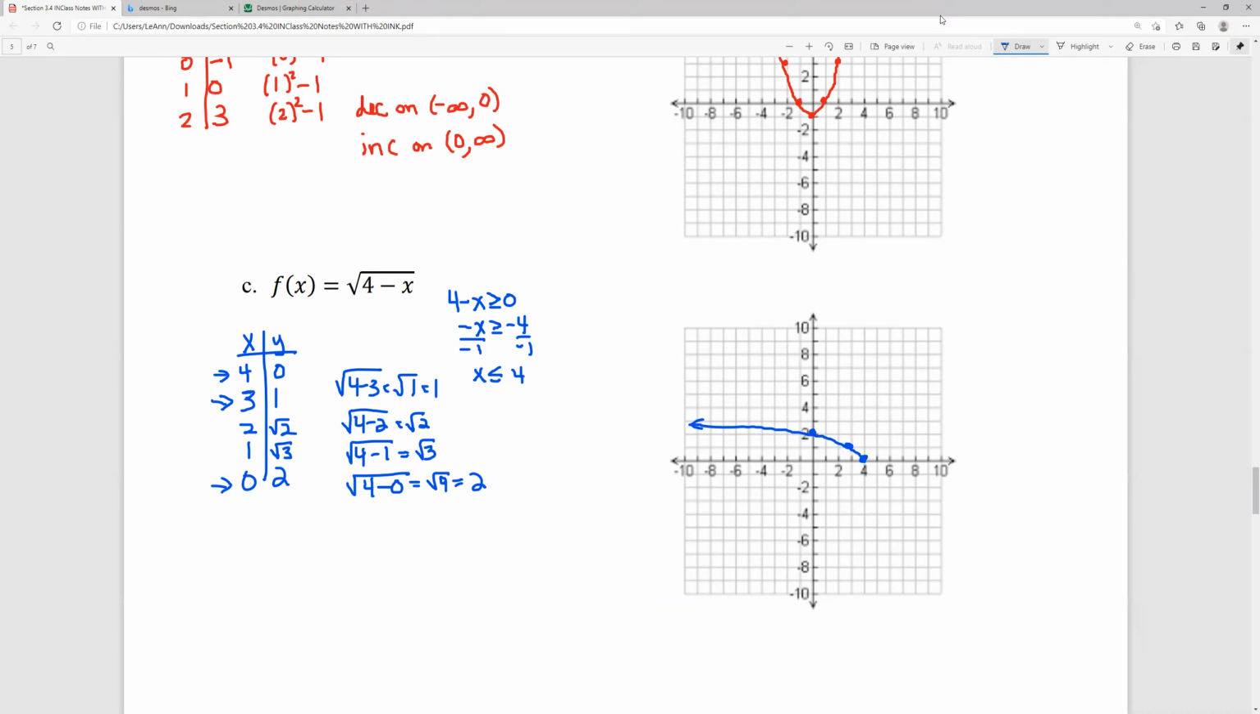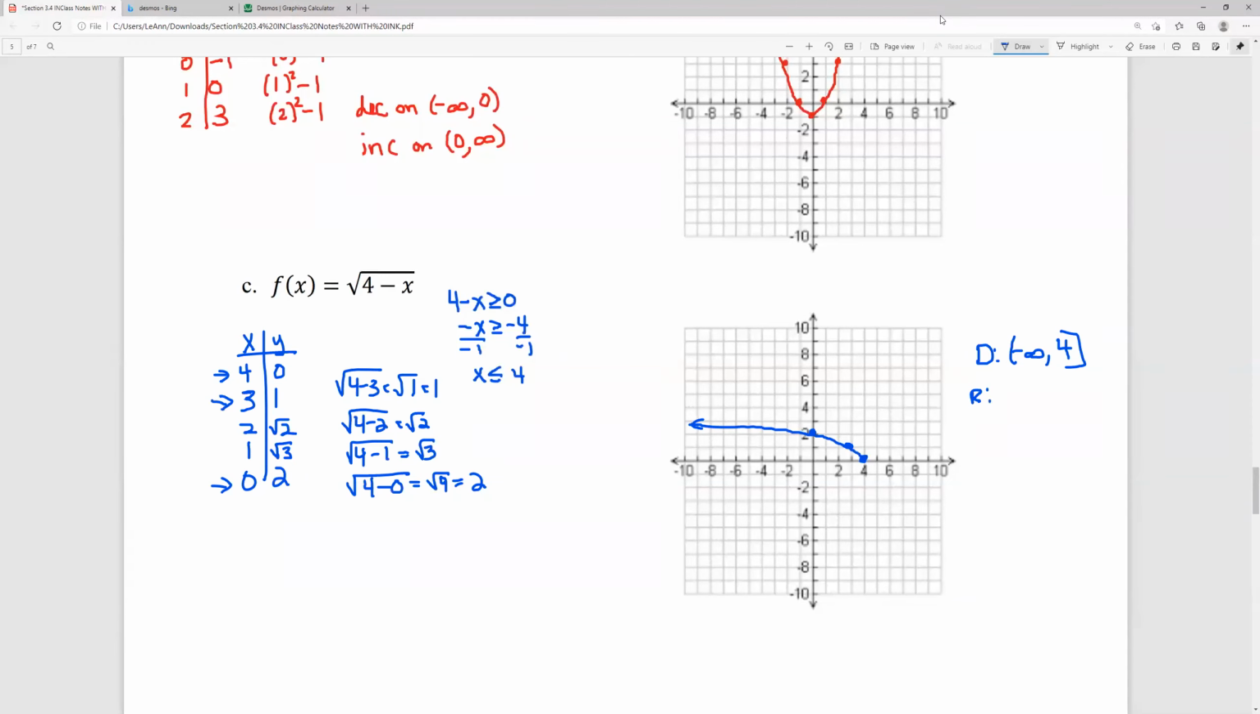So if you notice, that makes sense with the domain that we found. The domain here is negative infinity up to 4. Everything in our graph is from negative infinity up to 4 on the x-axis. The range, well, again, you look at your y values. There are no negative y values on my blue graph. I do have 0, because that's this point.